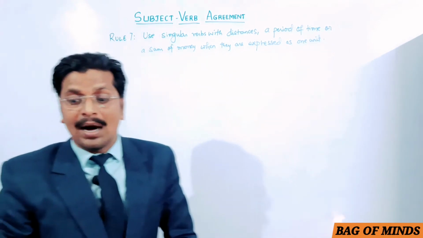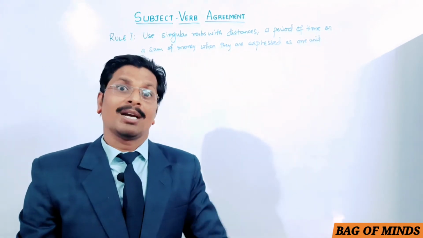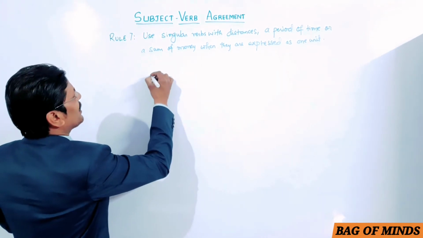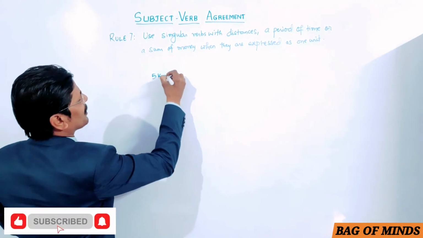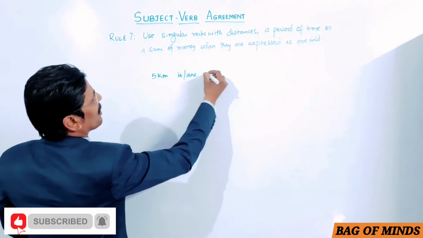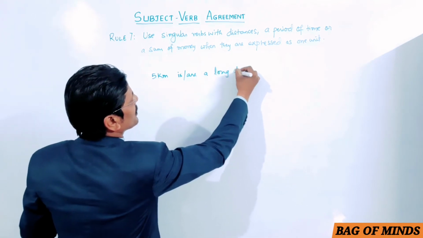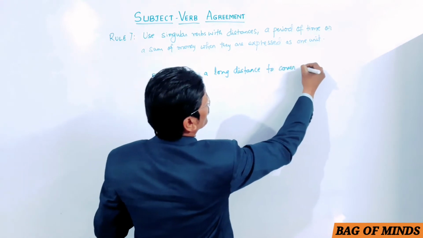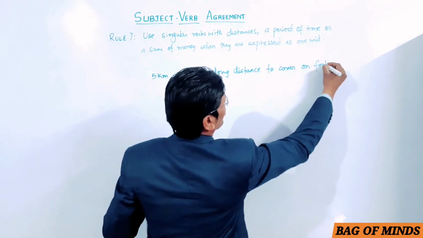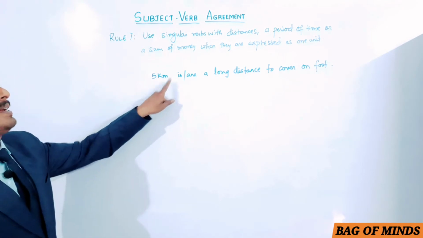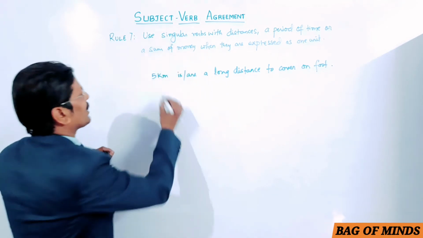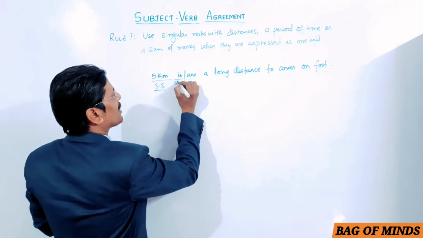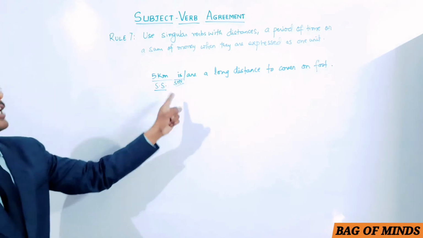Now, this is a question which confuses most of the students. Let's take an example here. If somebody rows 5 kilometers, you tell me, is or are a long distance to cover on foot. So here 5 kilometers expresses distance and it is one unit. This is why it will be considered a singular subject. So with a singular subject we'll use rule number 1, which is a singular helping verb.